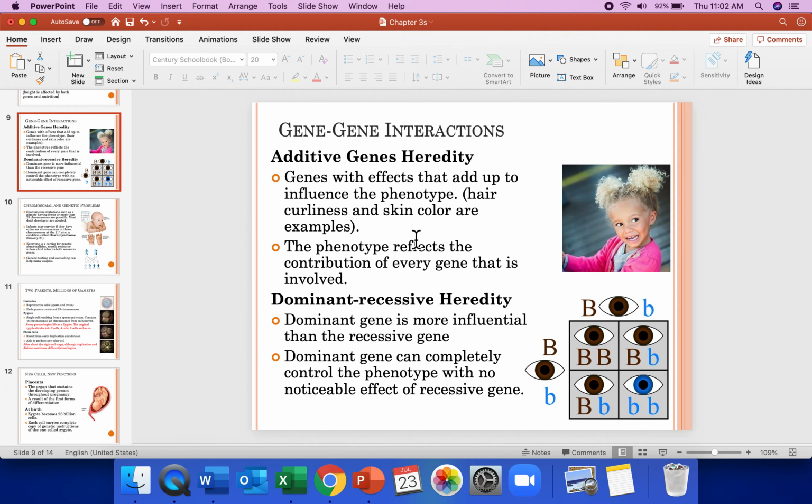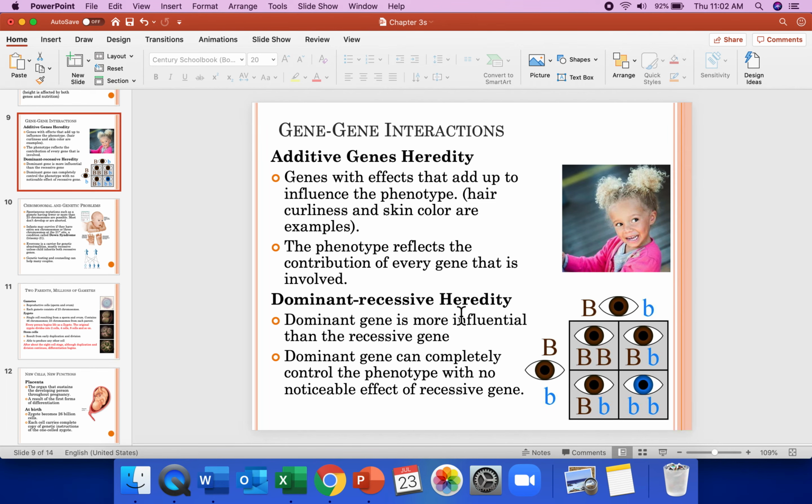information from moms and the genetic information from dads combine together to produce the final product. Another example is your hair curliness, the texture of your hair, or the color of your skin. It's not as simple as mom is white, dad is black, then baby is going to be either black or white. No, it's a combination. It's an additive heredity. So the new skin color is going to come as a combination of those two interactive genes.